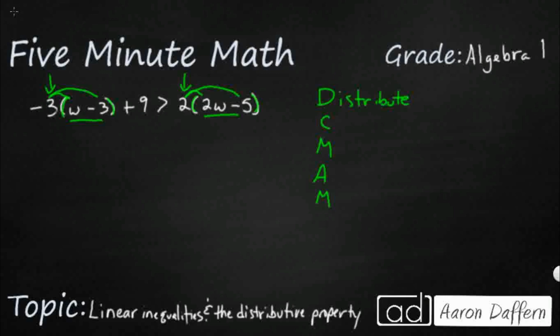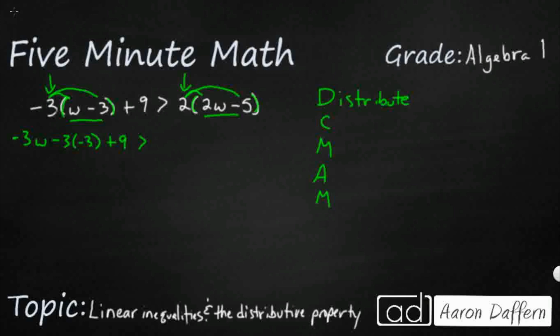So this negative 3, I'm going left to right, it's going to be multiplied by w. And I could just write negative 3w. I don't need to put parentheses on that one. But now I've got a negative 3 times a negative 3. I am going to put parentheses on that just to show how those are separate. Then I've got my plus 9.